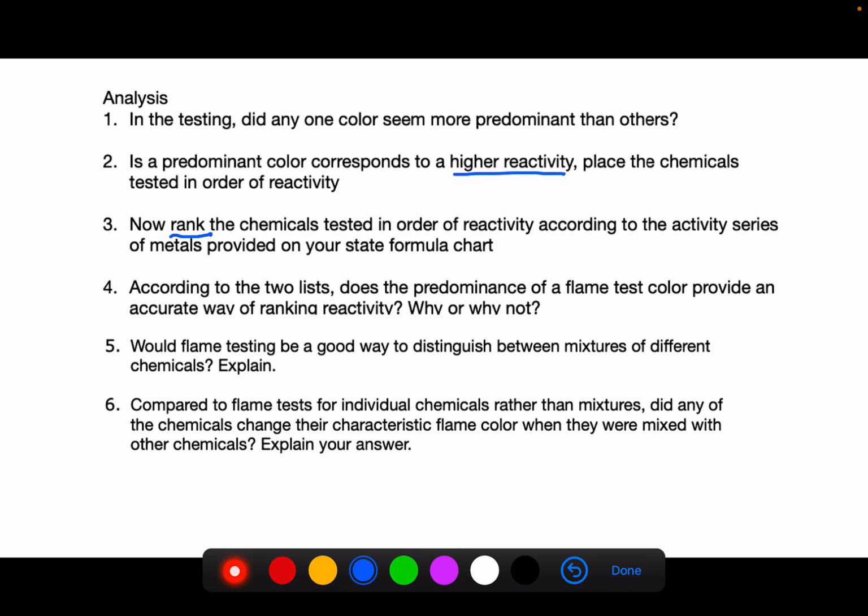Question 4: according to the two lists, does the predominance of a flame test color provide an accurate way of ranking reactivity? So can you use your flame test in order to determine reactivity of a metal? Why or why not?